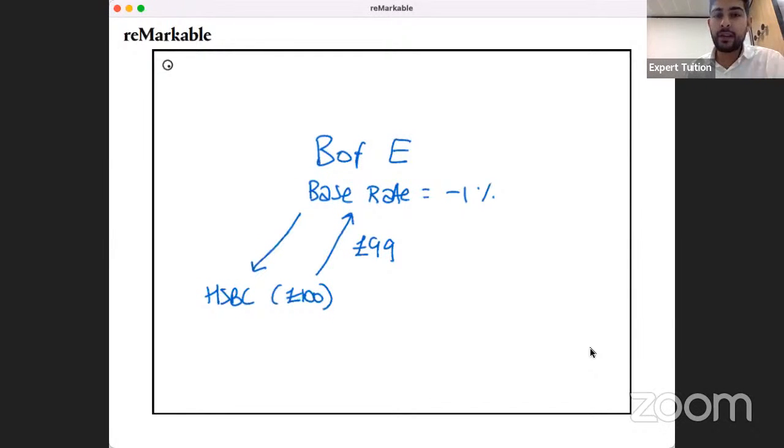One is the fact that the government adopted very aggressively expansionary fiscal policy in the form of furlough. They were paying up to 80% of wages, up to a certain amount of salary, for staff to try and encourage businesses to not sack those individuals, to not basically fire them. So that's the first bit I would develop.